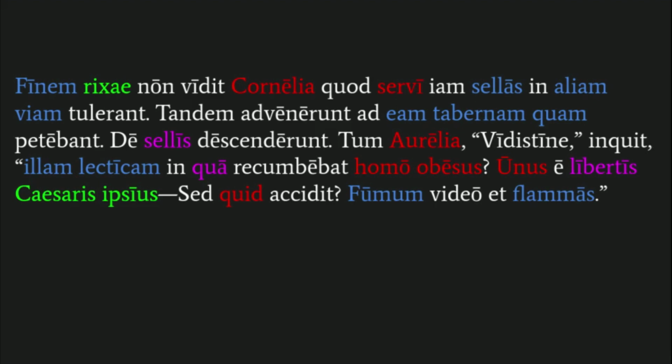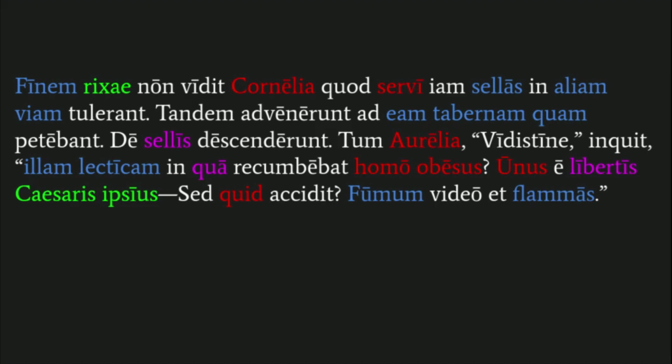So then Aurelia says, or asks, you could say, "Vidistine, did you see?" So remember the -ne just means you're asking a yes or no question. The verb here is vidisti, you saw, right? So "did you see" is how we put it into a question. She's talking to Cornelia. She says, did you see that lectica, that litter, right? Illam is just referring to the lectica. So did you see that litter?